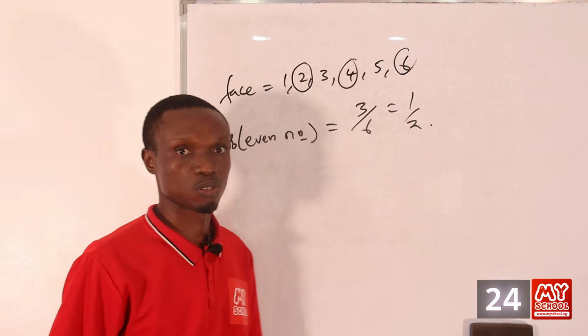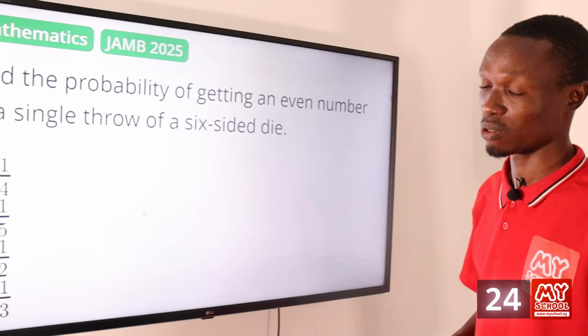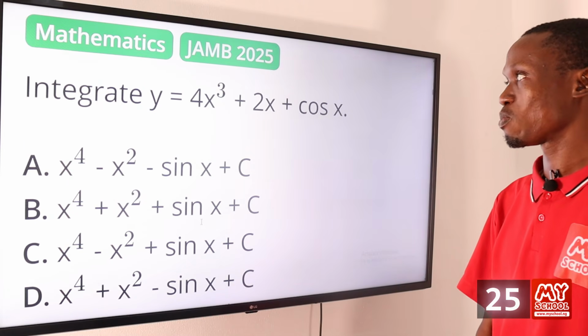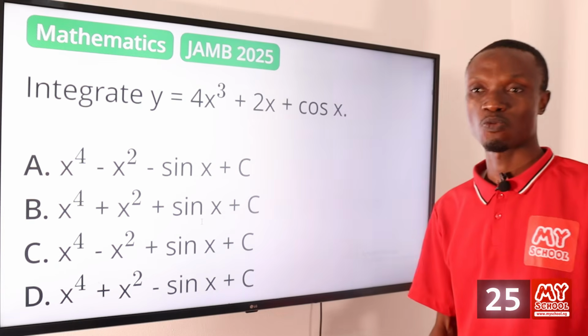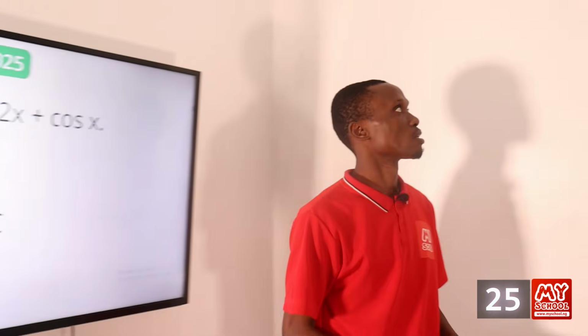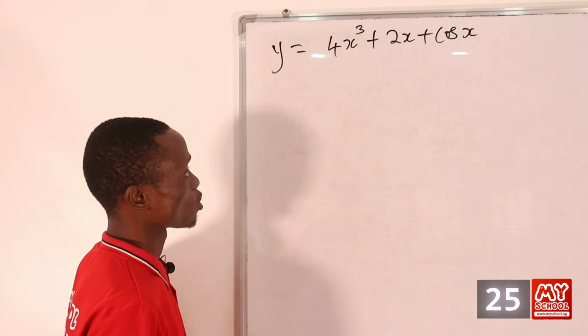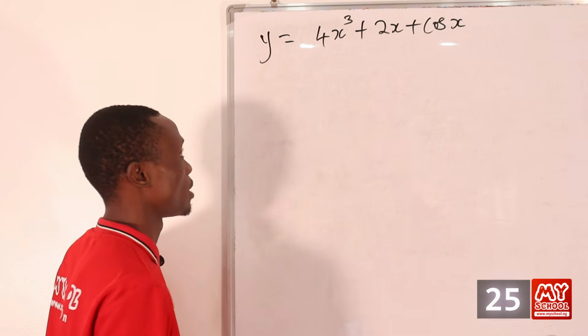So let's return to the screen to pick the correct option for this question, and that is option C, 1/2. Question 25. Integrate y equals 4x cubed plus 2x plus cos x. So let's move over to the board to integrate that problem. Here we are asked to integrate y equals 4x cubed plus 2x plus cos x.